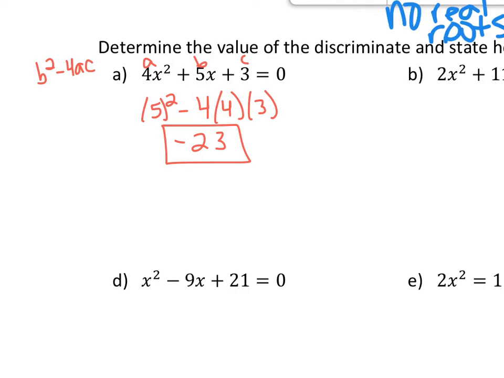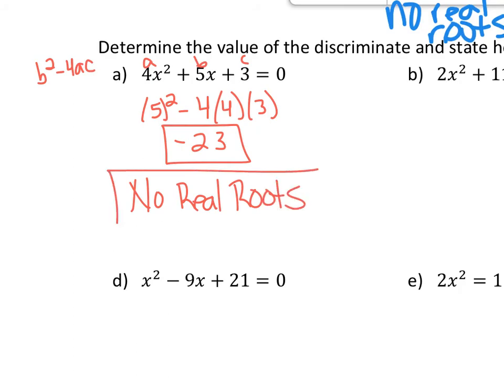And the directions want the discriminant and for you to tell how many solutions. If you look at your chart, a negative discriminant means that there are no real roots. Again, this doesn't tell you what the roots are. It just tells you how many roots there are, meaning how many times it crosses the x-axis.